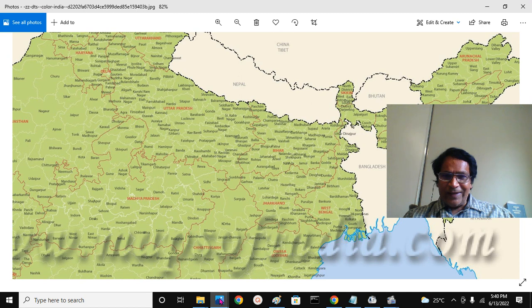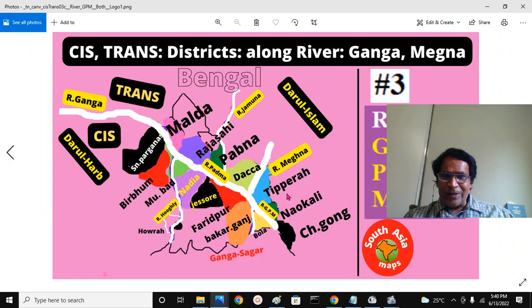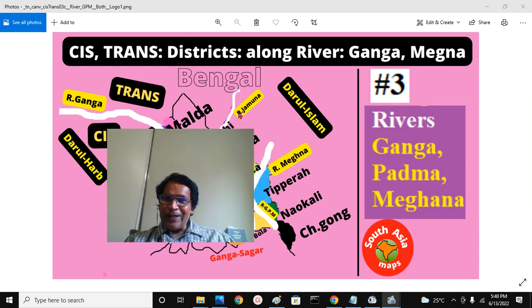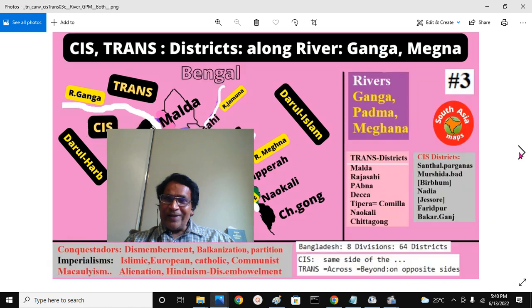In this context, I will give you a different perspective of discussing cis-trans districts. After this presentation, you will get clarity about what is a cis region, cis district, what is a trans region or trans provinces and districts, the river Ganga, river Padma, river Meghna, river Hooghly, and Darul Islam and Darul Harb in the historic Bengal region. Ganga Padma Meghna trans districts.